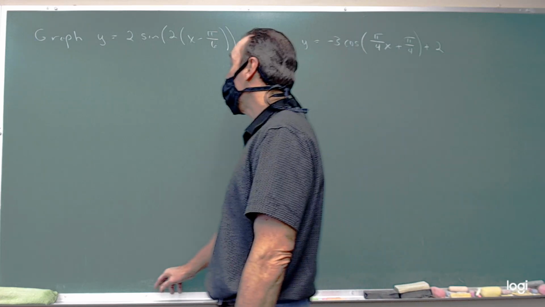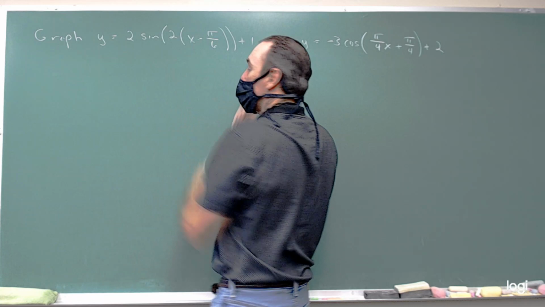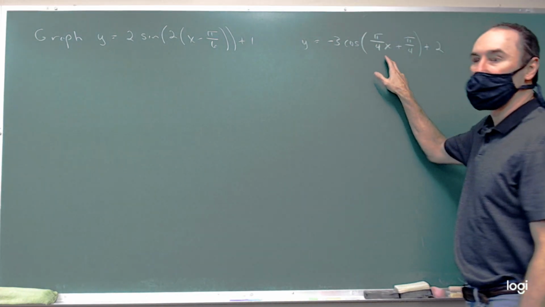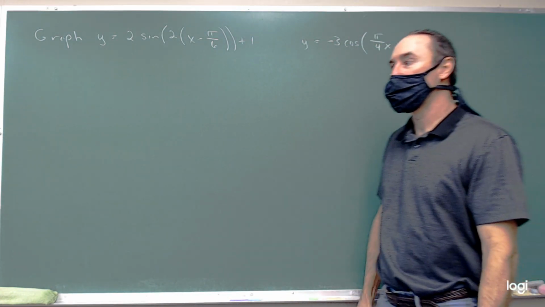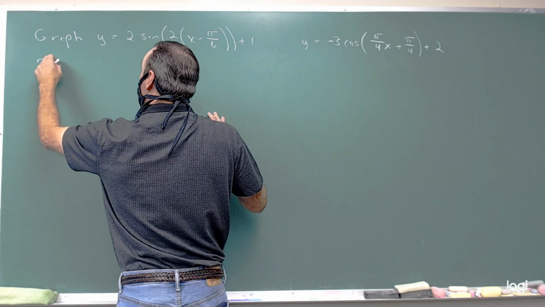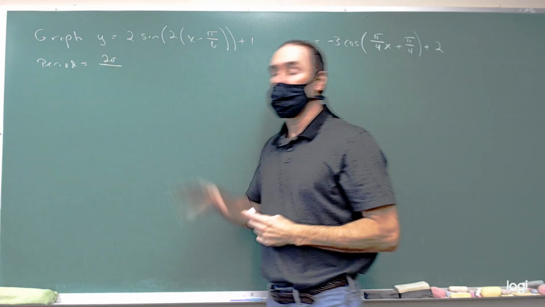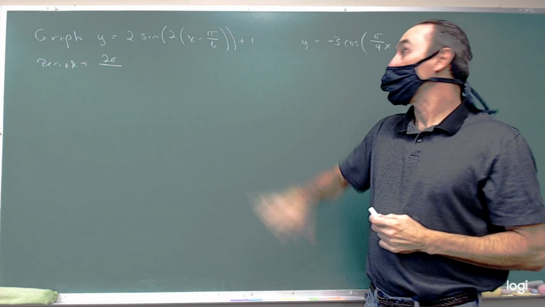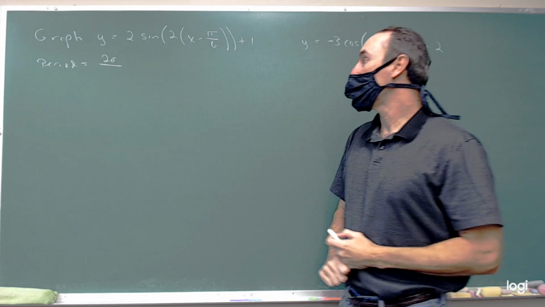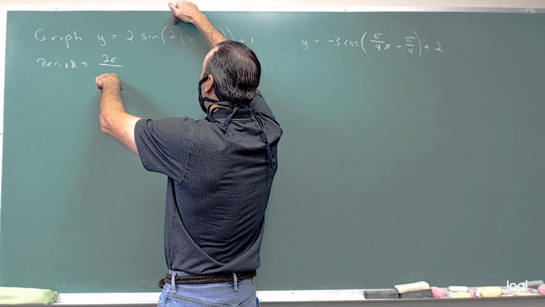So what we hopefully know, this is now in factored form because that has been factored. This one is not, so we're going to have to do that first on that one. So we know the natural period for a sine and a cosine is 2 pi. We're in radians here, so there's no degree bubble. And so the natural period is 2 pi, and we're going to divide that by what we're calling b.